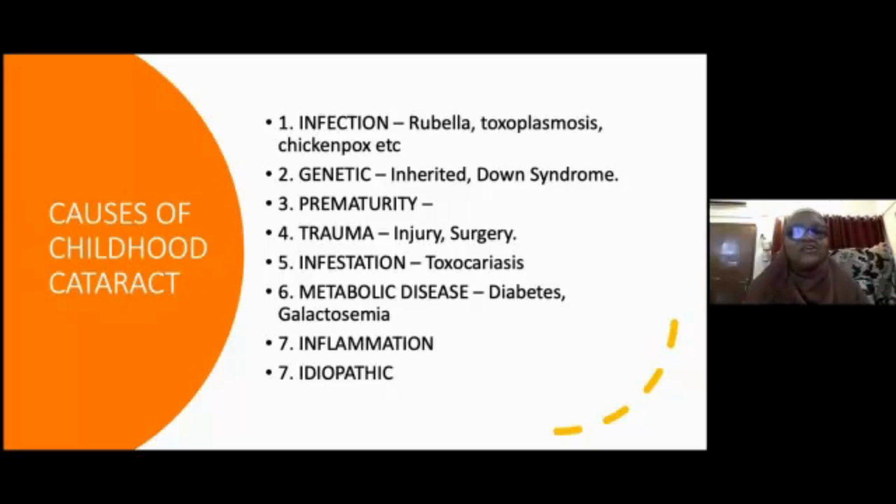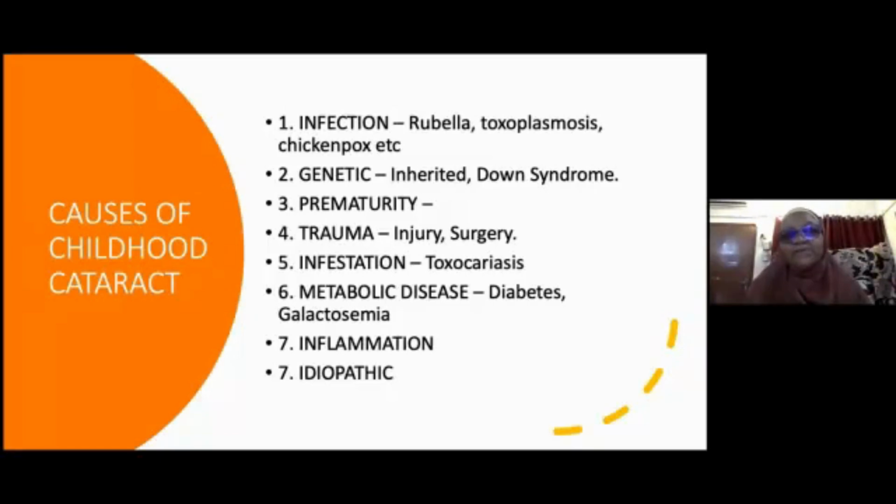And cataract can also go along with certain chromosomal abnormalities like Down syndrome. So when you have children who are born with what you call Down syndrome, oftentimes cataracts come as part and parcel of this syndrome. Prematurity is another reason why a newborn can have cataract.